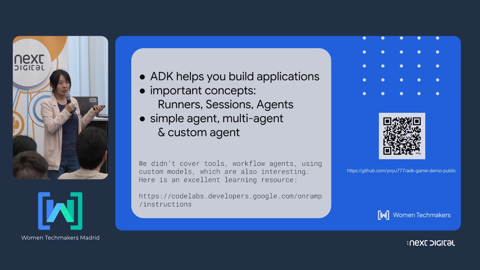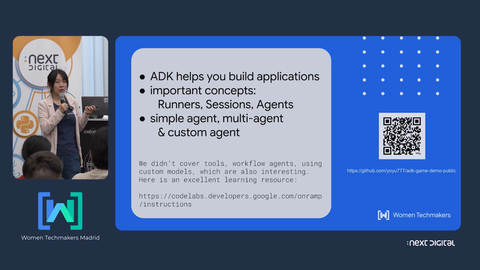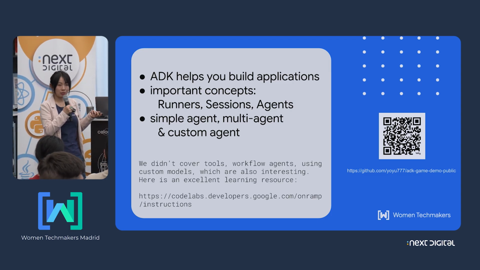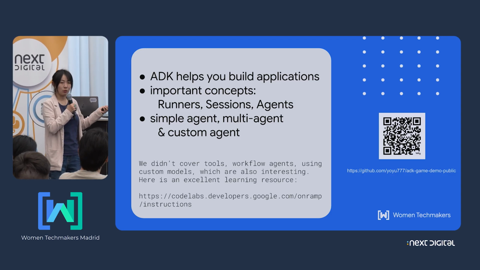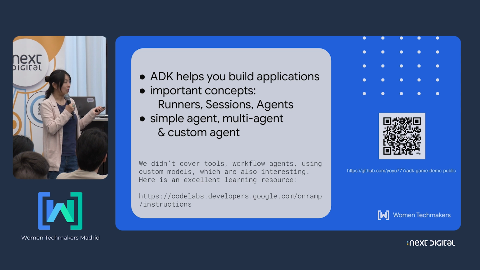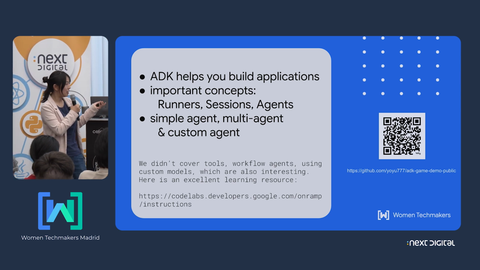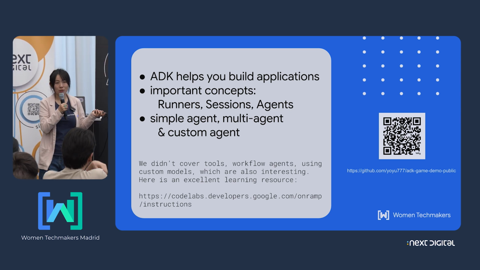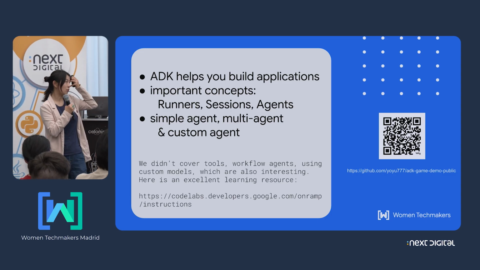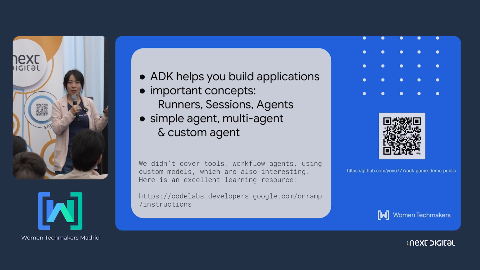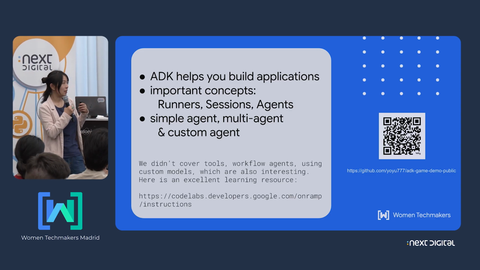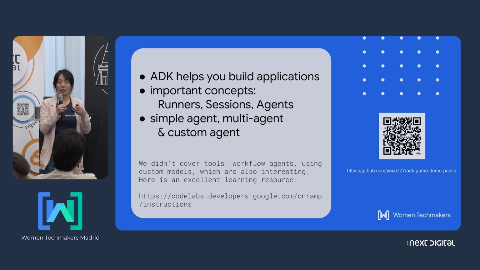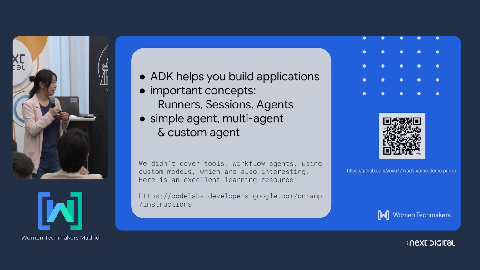We demonstrated how to build a simple agent, how to do a multi-agent pattern, and how to build a custom agent. But there are other very important and useful things we didn't cover, for example, workflow agents and using custom models. I think ADK also has an evaluation toolkit, stuff like that. And I think earlier this year, it also introduced agent-to-agent support, the agent-to-agent protocol.